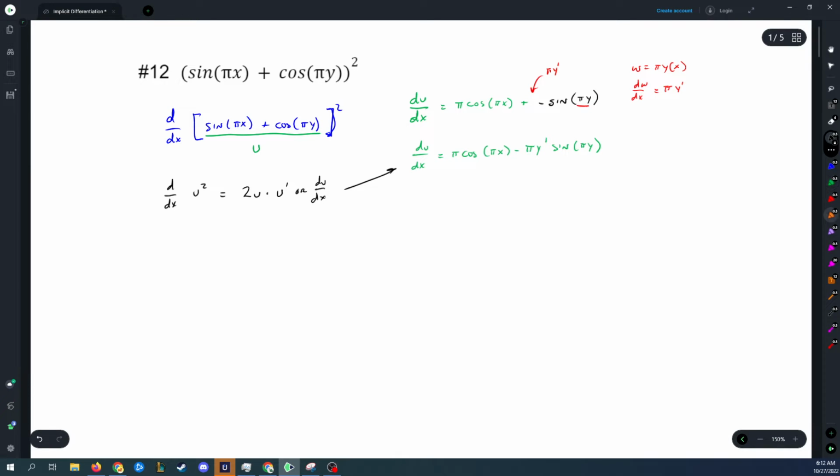So when we plug all that stuff in, we're going to get 2 times all of that: sine pi x plus cosine pi y, and then multiply it by this, pi cosine pi x minus pi y prime times sine of pi y. There we go. All right. So hopefully I can keep my head about me when I go to do this.